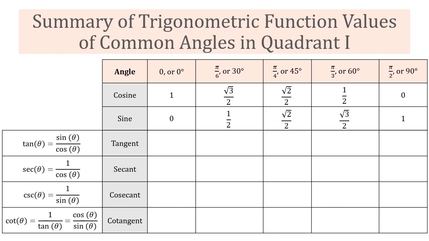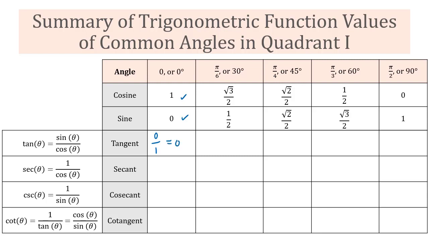So let's begin with the tangent. The tangent of an angle is equal to its sine over its cosine. So for 0 degrees, the sine is 0 and the cosine is 1. So 0 over 1 is equal to 0.